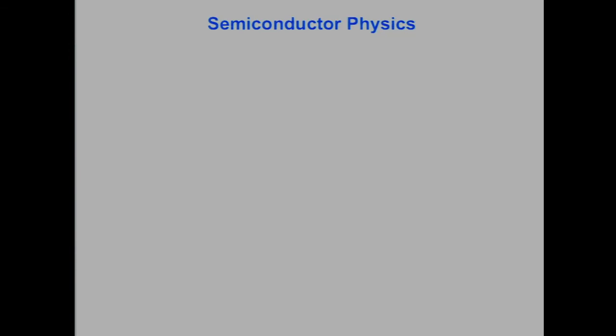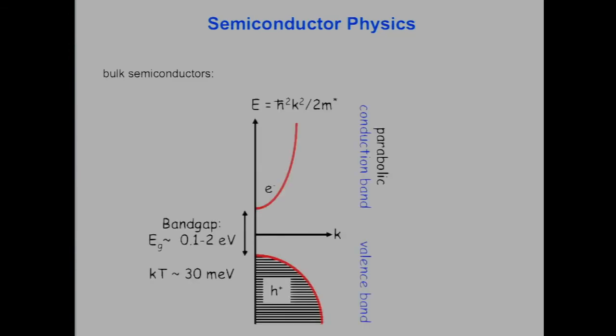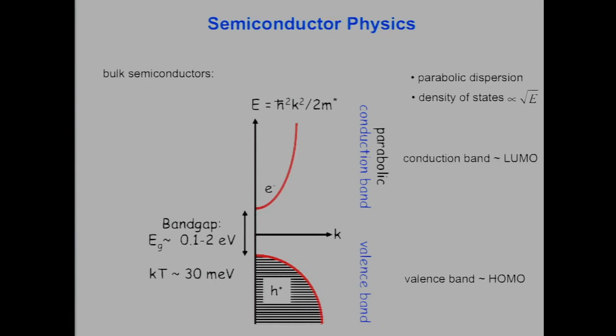I already described Jablonski diagrams. Let's talk about semiconductors. The equivalent of Jablonski diagrams for semiconductors is the band structure of the semiconductors. This is the valence band, and this is the conduction band. We have a parabolic dispersion relationship, and the valence band is equivalent to the HOMO levels in organic molecules, and the conduction band is equivalent to the LUMO.